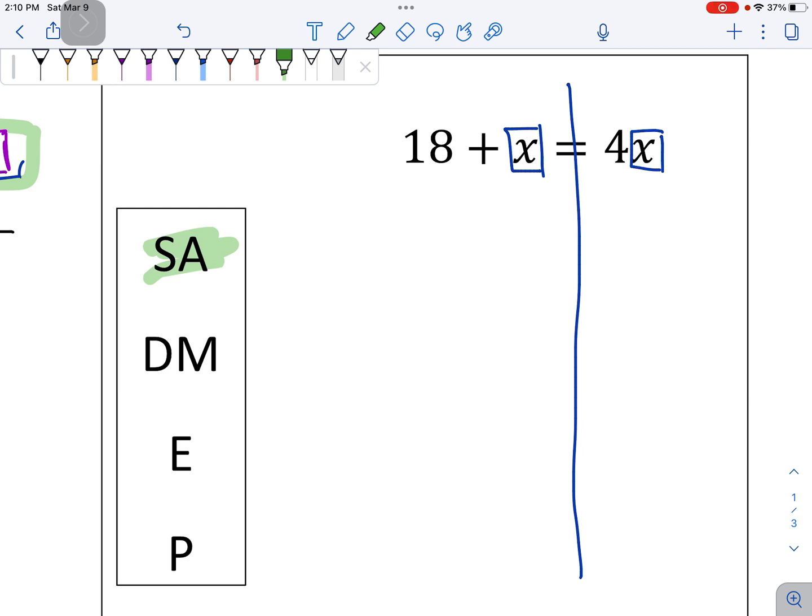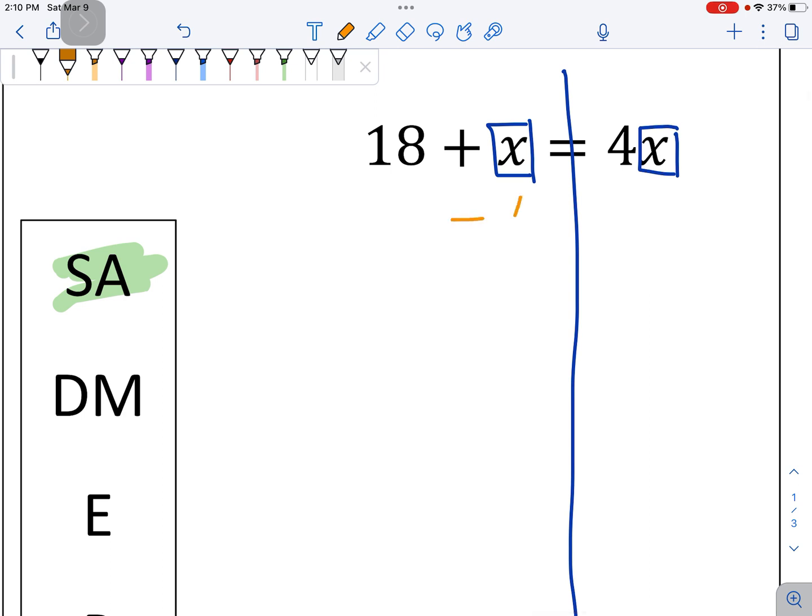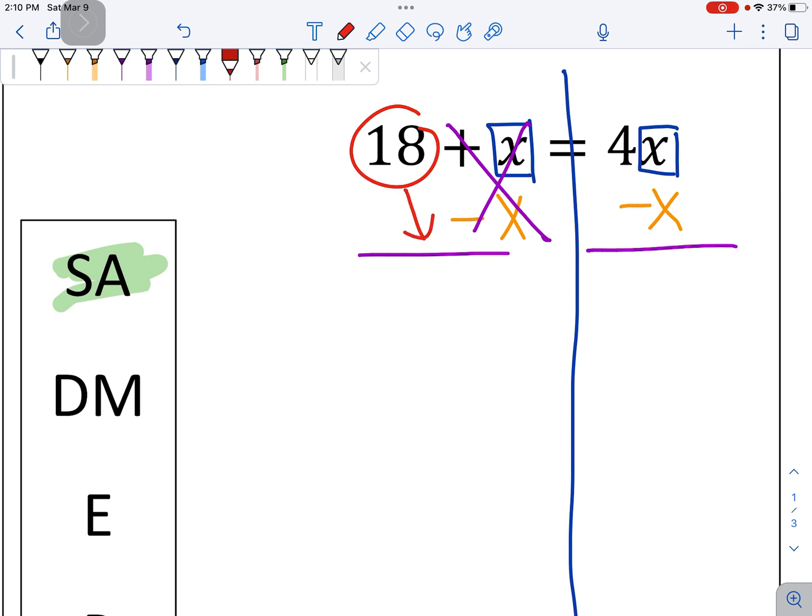Because this says plus x, I have to undo it by minusing x. So I'm going to take away x here, and I'm going to take away x on this side. You know that plus x minus x cancels itself out, which leaves us with the 18. But on the other side, what is 4x minus x?